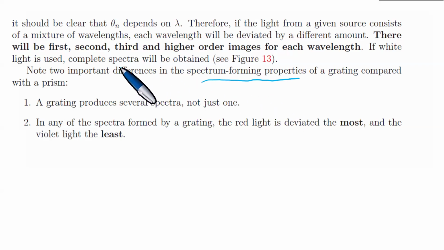If white light is used, the complete spectrum will be obtained. Note two important differences in the spectrum forming properties of a grating compared with a prism. A grating produces several spectra, not just one. In any of the spectra formed by a grating, the red light is deviated the most. We saw that the red light is deviated the most in the ROYGBIV pattern.